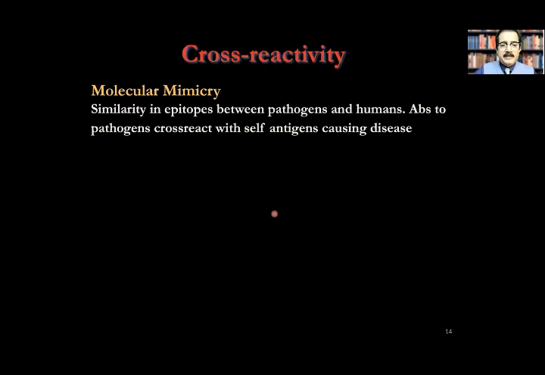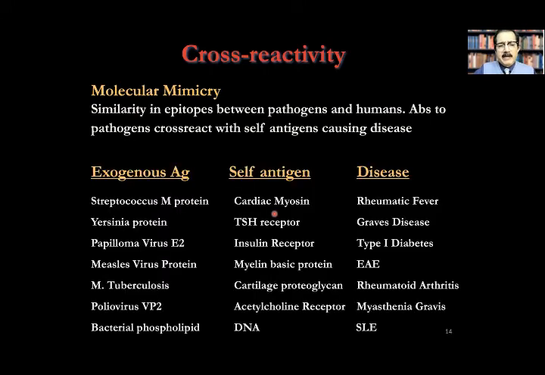And here are a few examples. Molecular mimicry is when the epitopes between the pathogen and the humans look very similar, and the antibodies made against the pathogen can cross-react with the self-antigens and cause disease. There are three categories. The exogenous antigen, Streptococcus M protein, looks like cardiac myosin. When a child gets infected with Streptococcus, you make the antibody, and there's much more cardiac myosin than there are bacteria, so the antibody will attack the cardiac myosin and cause rheumatic fever.